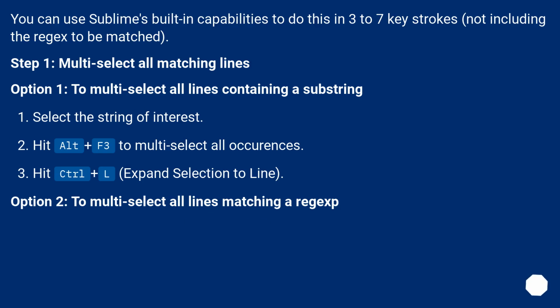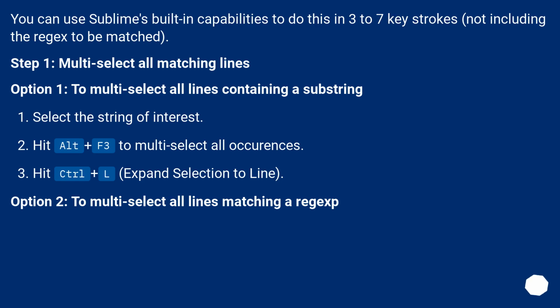You can use Sublime's built-in capabilities to do this in 3 to 7 keystrokes, not including the regex to be matched. Step 1. Multi-select all matching lines. Option 1. To multi-select all lines containing a substring. Select the string of interest. Hit Alt+F3 to multi-select all occurrences. Hit Ctrl+L, expand selection to line.